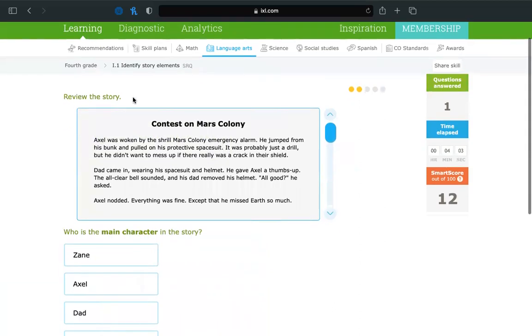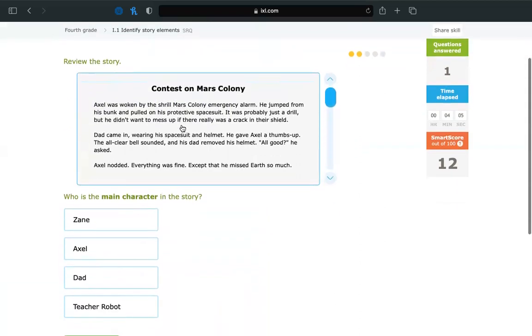Great. Now let's look at another element of the story. Who is the main character in the story? Was it Zane, one of Axel's classmates? Was it Axel? Was it Dad or was it Teacher Robot? Well, when we're trying to figure out the main character, we want to see who the story is about, whose perspective we're seeing the story from.